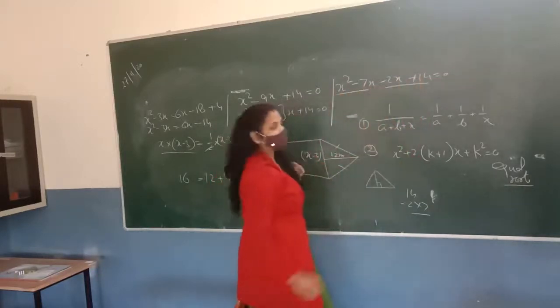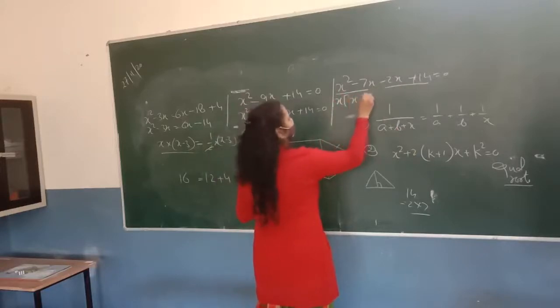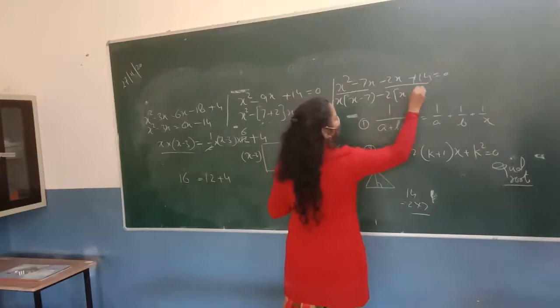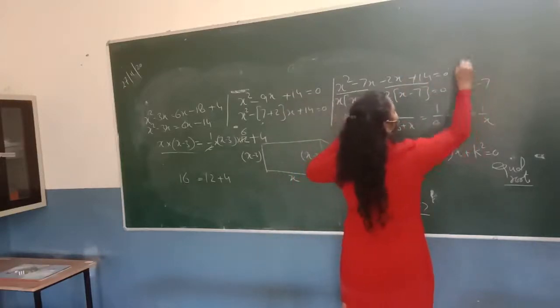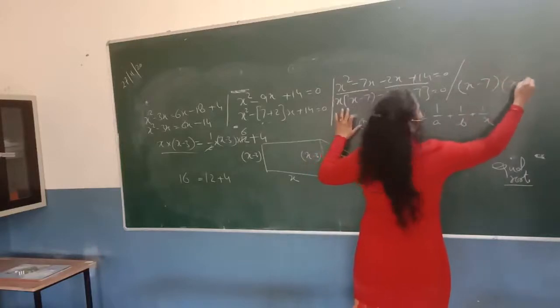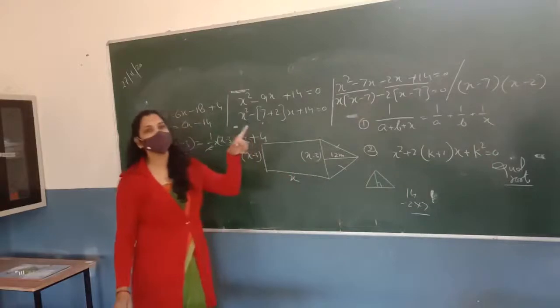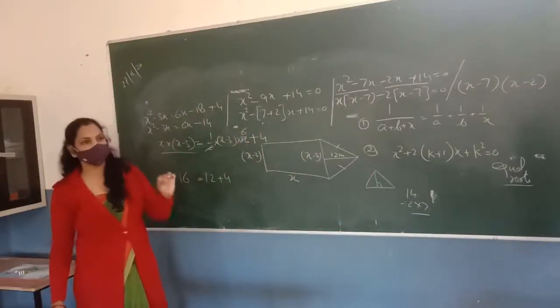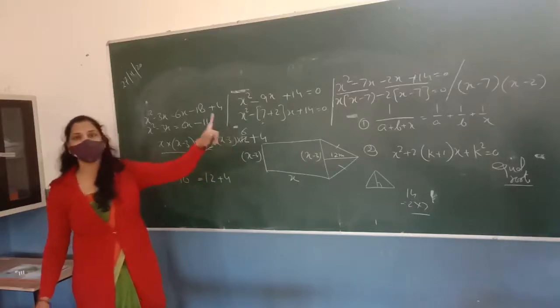Then pairing the terms, you will take x as common. Okay, it will be x minus 7, and 2 is common. It will be x minus 7. So the factors are x minus 7 and x minus 2. So you can say the value of x is 7 or 2 meter. You know, the unit is very important to write with your answer. So x is 7 meter or it can be 2.